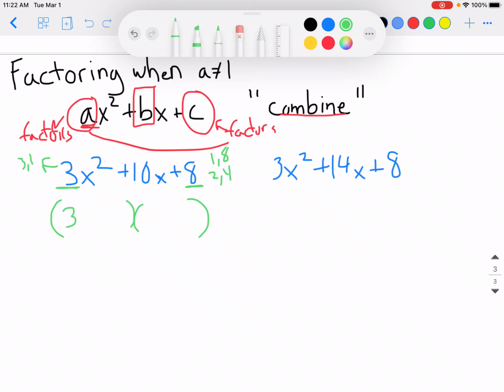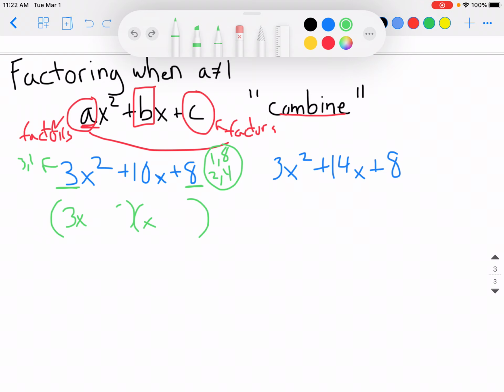Now, I like to put my larger one on the left. It really doesn't matter, but I just find it easier. If you find it easier, awesome. Now, I just start playing the guessing game with these factors over here. So I can put 8 and 1. Well, that's going to give me 24 and 1. Yeah, that doesn't work out all that well.